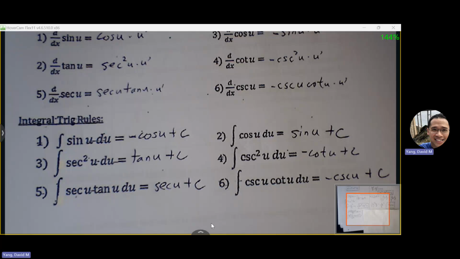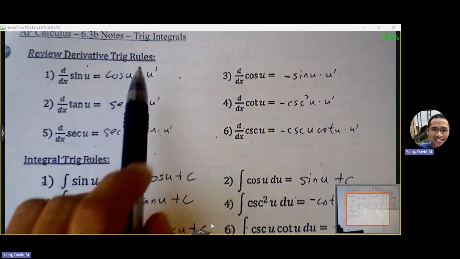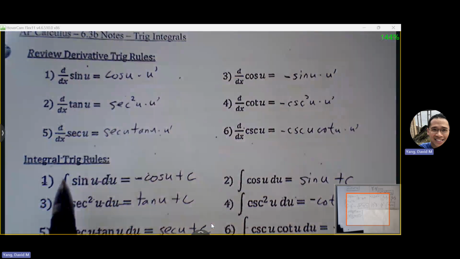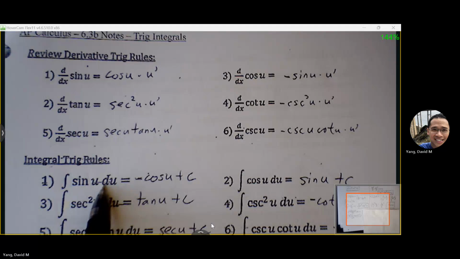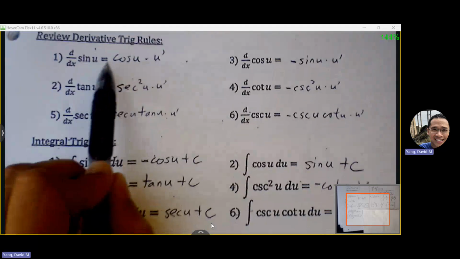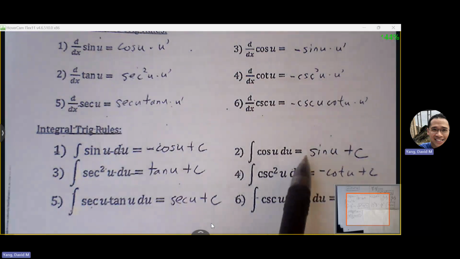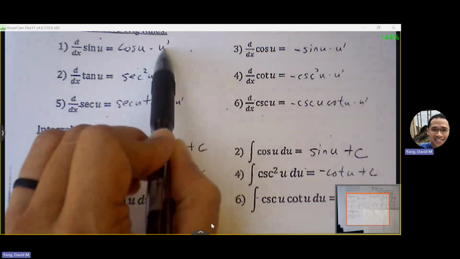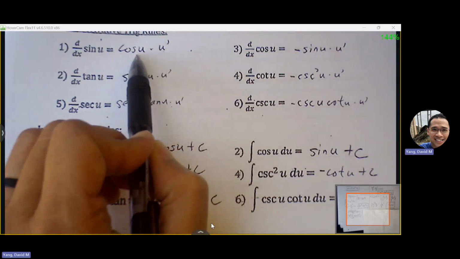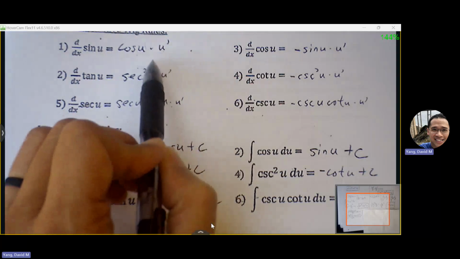Do we also divide each trig function by u prime? Okay, let me talk about that. That u prime is really in place of this du. So for the cosine of u, think of that u prime as du. So cosine of u du is sine of u plus c. Now that u prime is taken care of within the u, so you don't have to worry about that portion there. Okay.